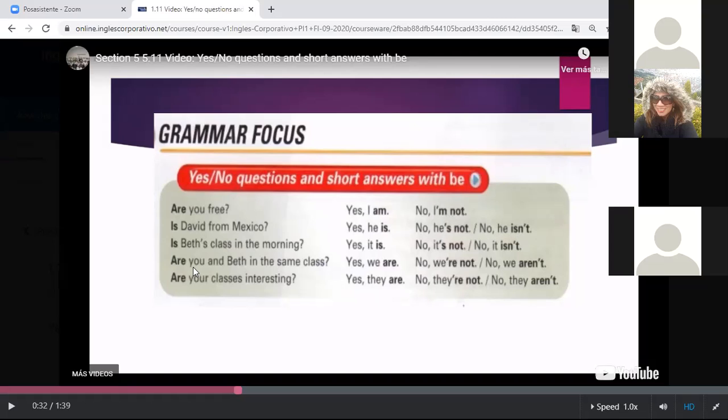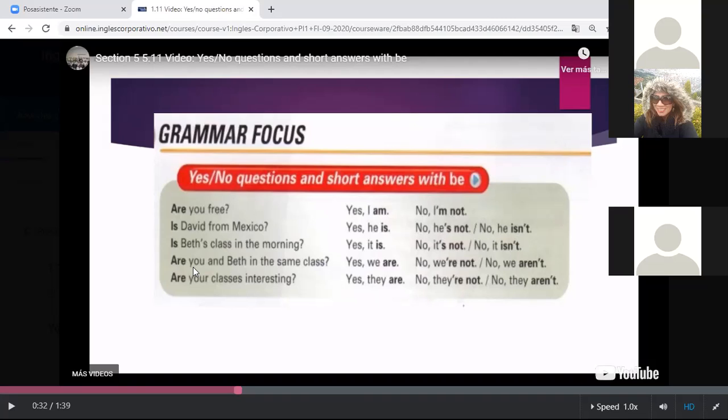Claps. Congratulations. Now, we're going to do the opposite. The girls, you're going to read the question. And the boys are going to answer, but negative, okay? So you're going to say, no, I am not, no, he's not, no, it's not, no, we're not, and no, they are not. Only the first part, right? La segunda respuesta negativa, no. Esa no la vea, solo la primera negativa. Okay?